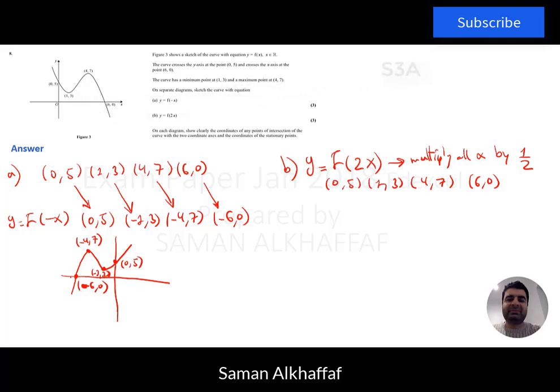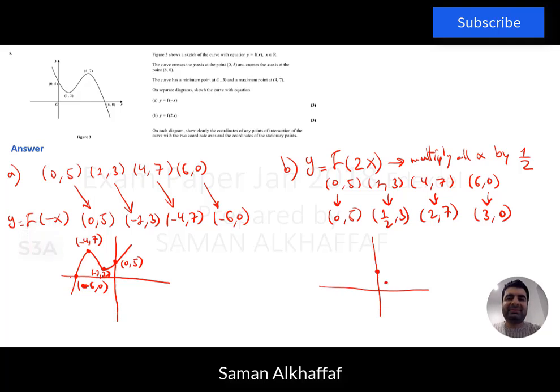So that tells us that each of the values will change. In this scenario, the first will remain (0, 5), the second will be (half, 3), the third will be (2, 7), and the fourth will be (3, 0). Now to sketch our graph, the (0, 5) will remain where it is, and then we have (half, 3), and we have (2, 7), and we also have (3, 0).